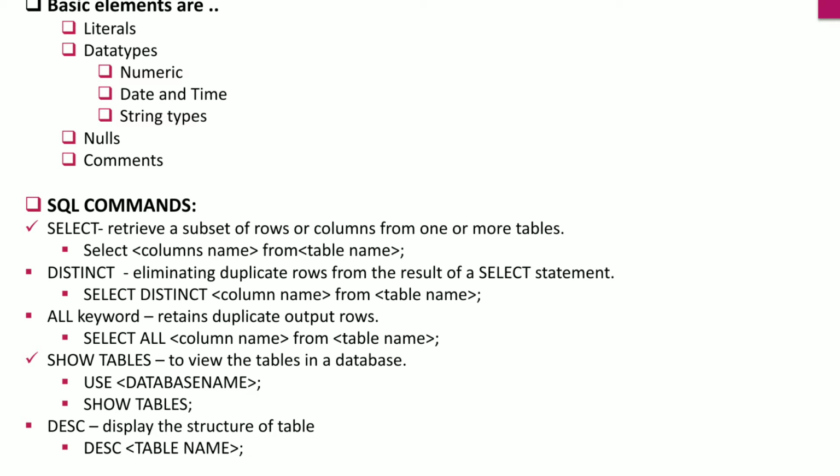Without DISTINCT, it shows the duplicate entries like the city names Delhi, Mumbai, Bangalore. To eliminate the duplicate entries, that means the duplicate names of the city, and show only one entry, it shows the distinct output rows. Okay, next, the ALL keyword.